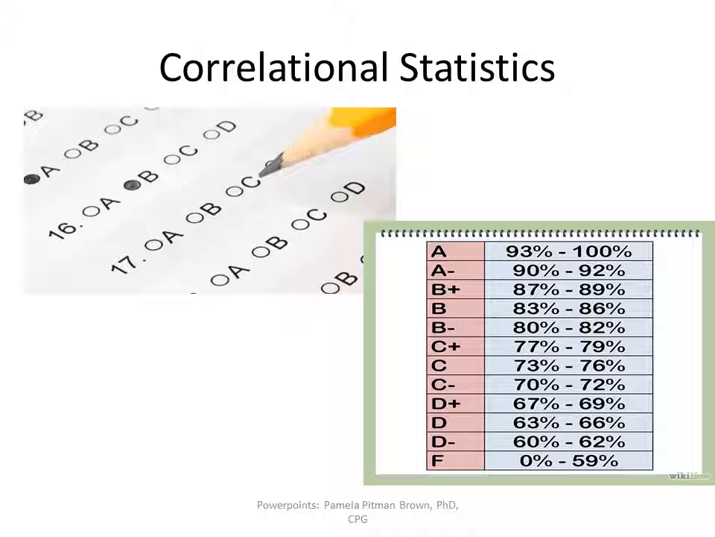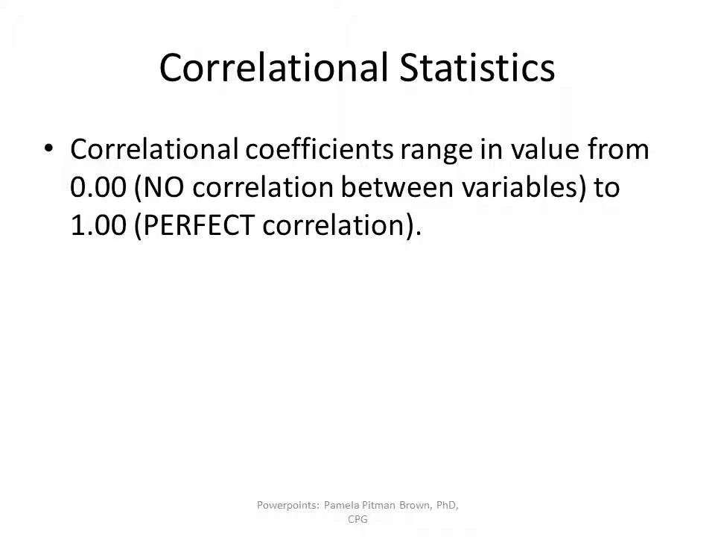Let's suppose a researcher is interested in predictive validity. Correlation coefficients range in value from 0.00, which shows no correlation or no relationship between the variables, to 1.00, which is a perfect correlation, which means there is a perfect relationship between the two variables. The meaning of these values is described in Part C of our textbook.